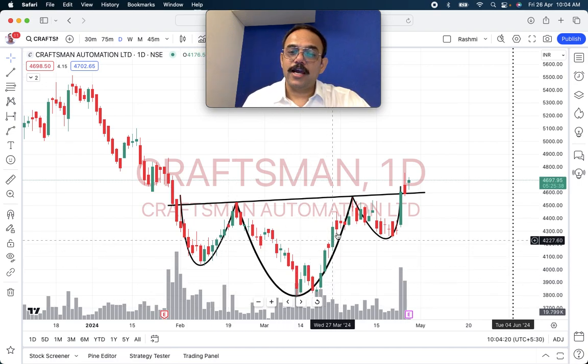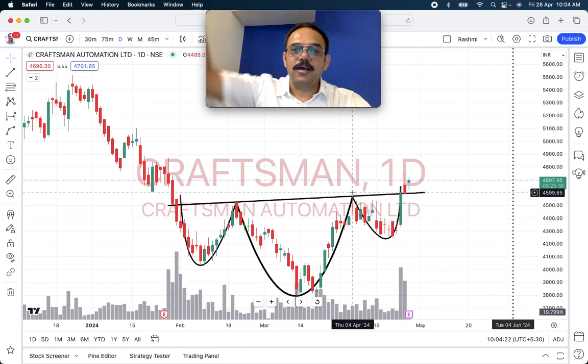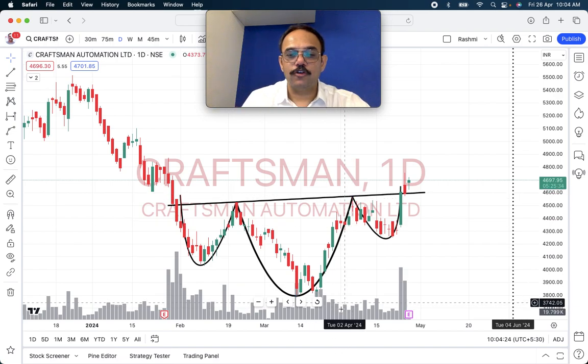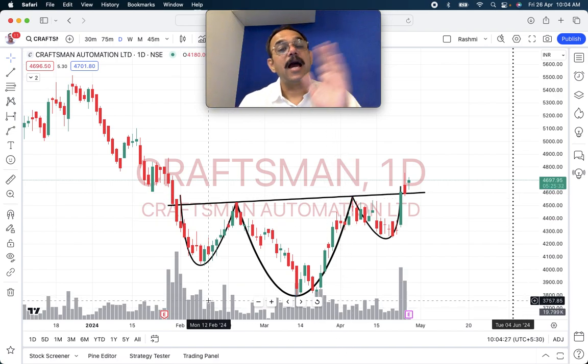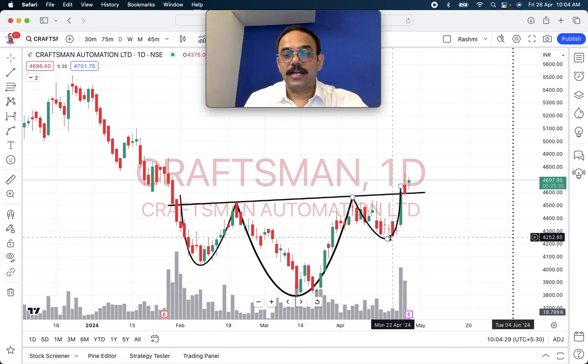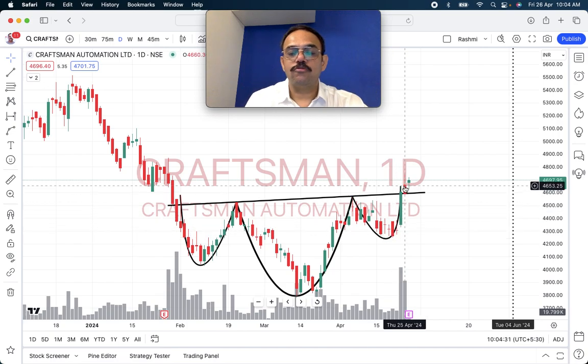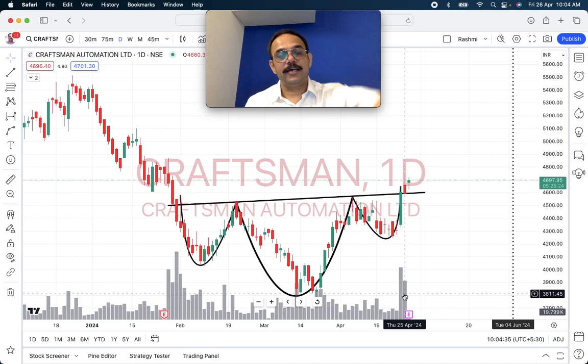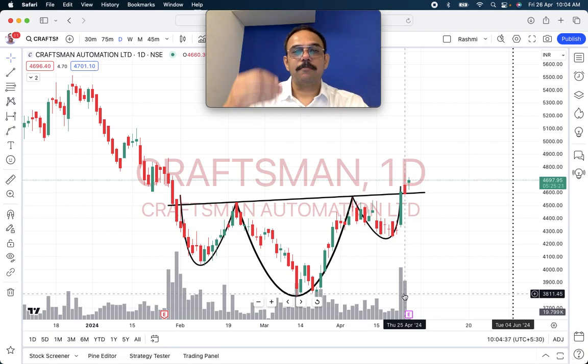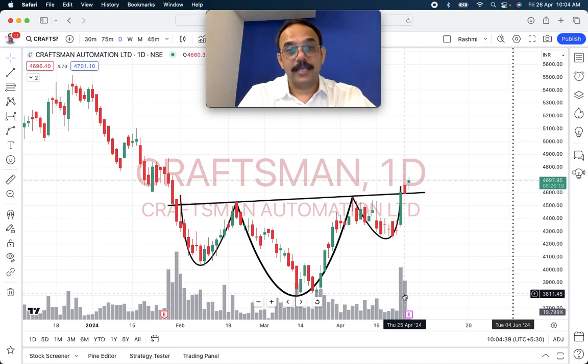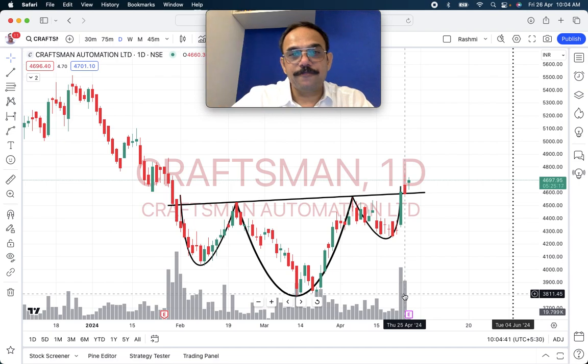When it is going up on the head part, then the volumes are relatively higher. Third time, when shoulder 2, when it is going up, volumes are relatively higher. That means the buying is increasing for every step. Every time it is going up, the volume is increasing. Fantastic. So we have a perfect head and shoulder.